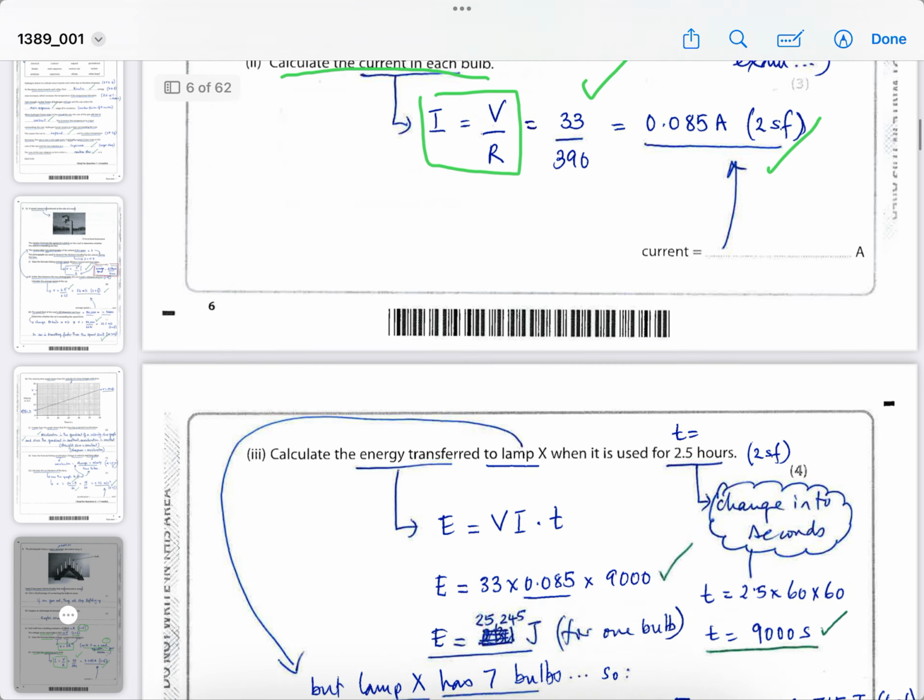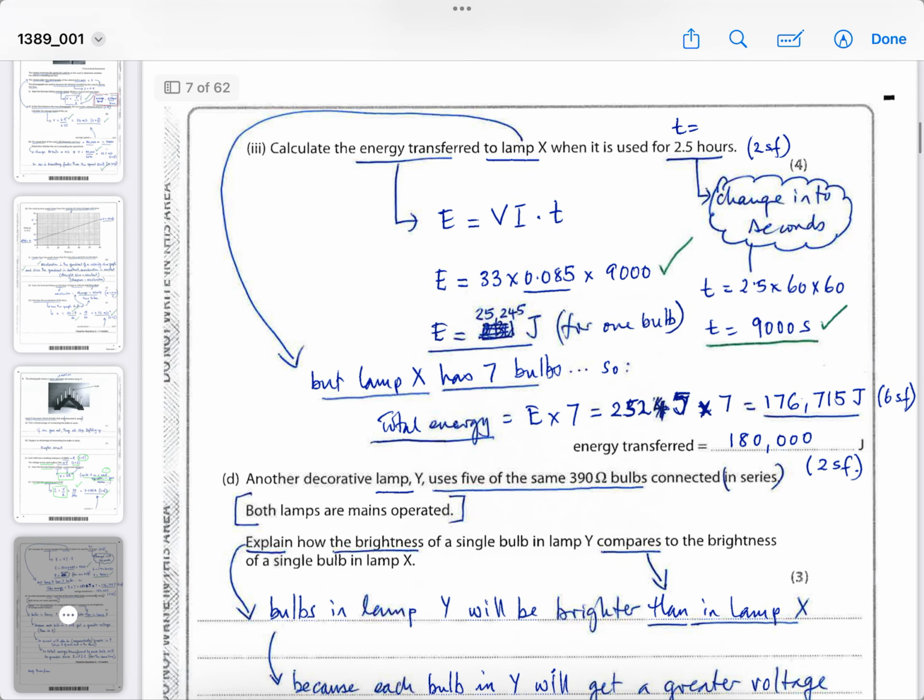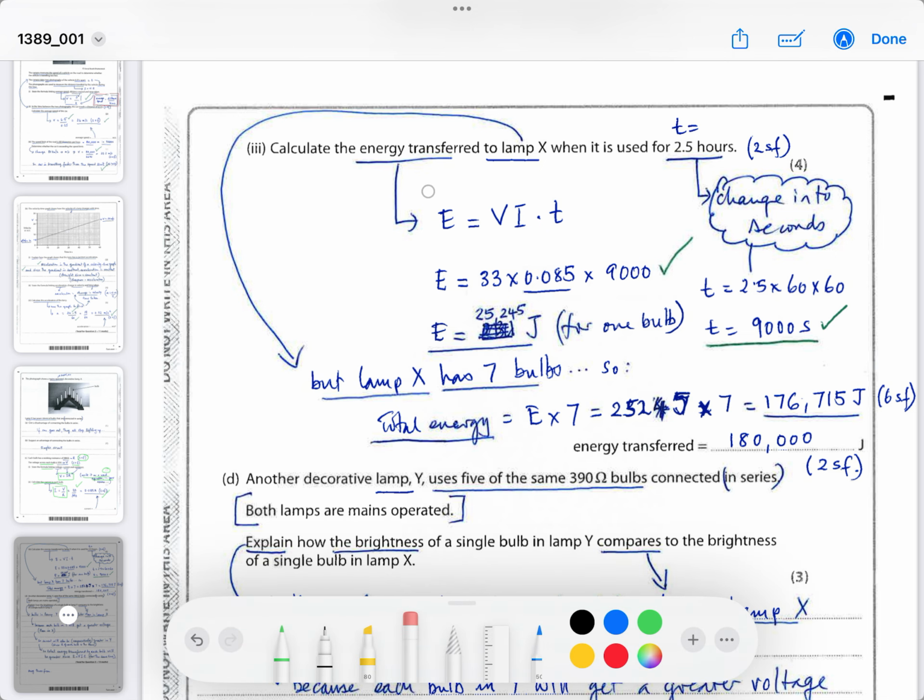Okay. The next question wants you to calculate the energy transferred to the lamp when it is used for 2.5 hours. Well, to use the correct equation, it's one of the original equations that you were given on the equation sheet. Yeah, this equation is on the formula sheet at the front of the exam. Anyway, this year you probably will get all the equations.